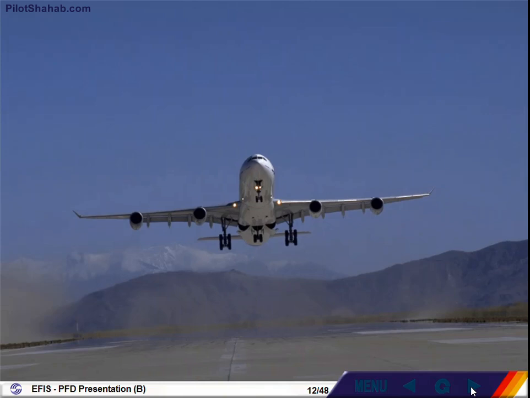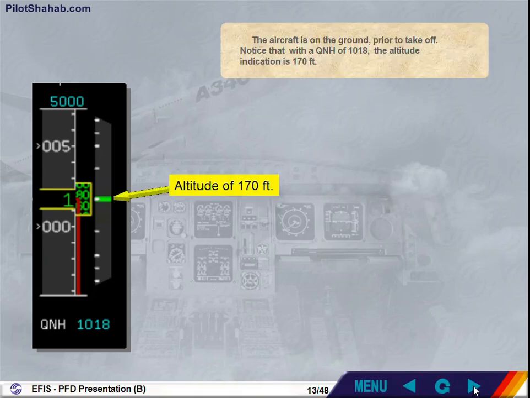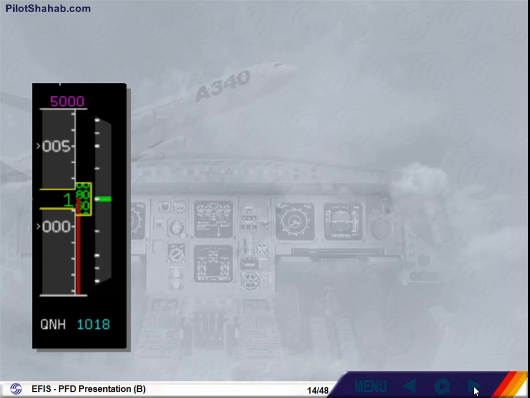To look at the various other indications on the altitude and vertical speed scales, we will run through a typical flight profile. The aircraft is on the ground prior to takeoff. Notice that with the QNH of 1018, the altitude indication is 170 feet. If there is an altitude constraint set in the FMGES, then this will be shown by magenta target altitude. In the example shown, the constraint altitude is 5,000 feet.